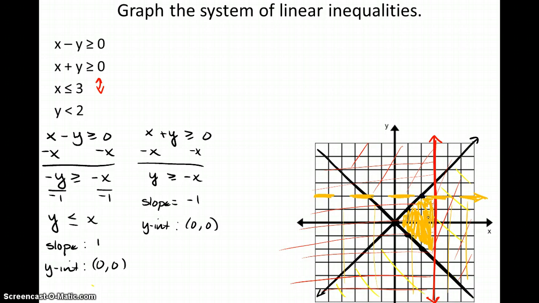Be sure that your graph matches my graph. Let's go on.